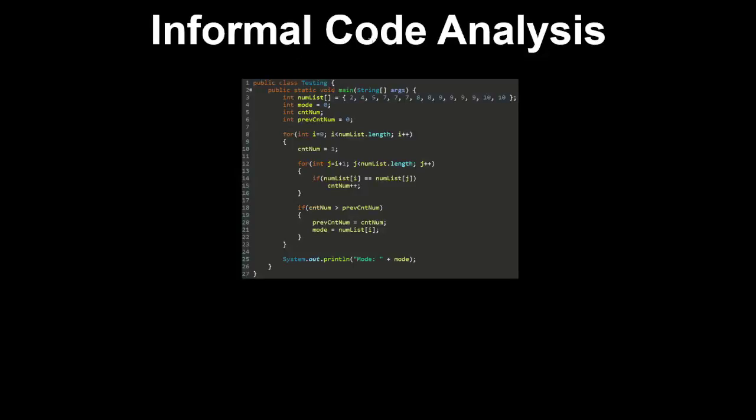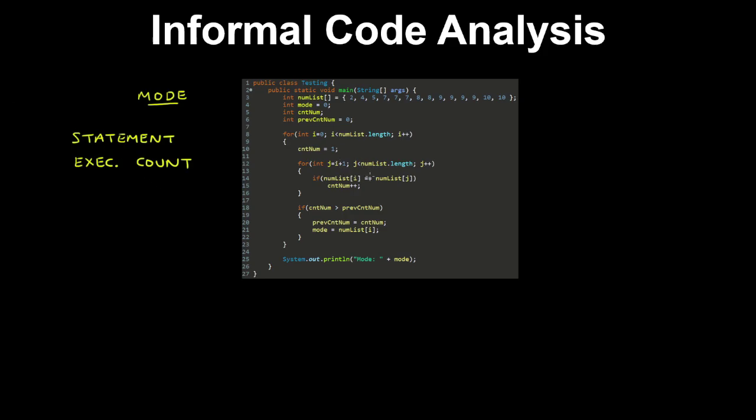Today we'll do some informal code analysis, and as an example we'll look at our algorithm where we calculated the mode of a list of numbers, being the number that occurs most in the list. And here we'll do a statement execution count, which will indicate the number of times that a statement is executed by the program.